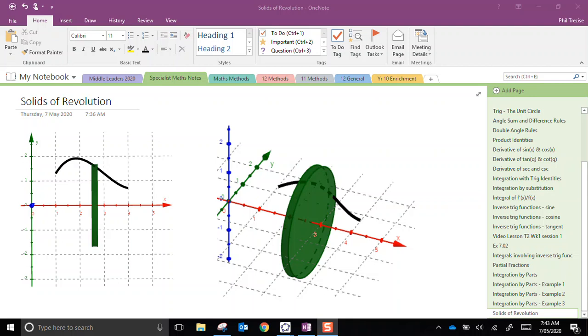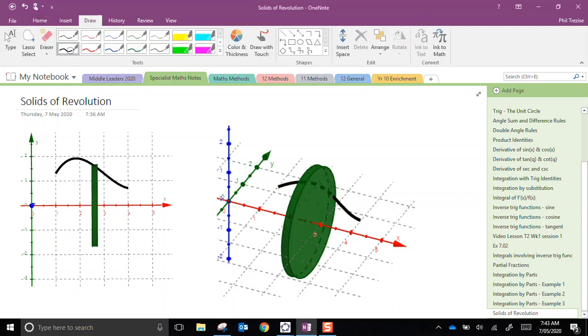Hi everyone, this lesson is about the topic solids of revolution. So you can see I have a couple of diagrams drawn here. These were from GeoGebra on the online resources, which are free for everybody to take a look at, so I encourage you to do so.